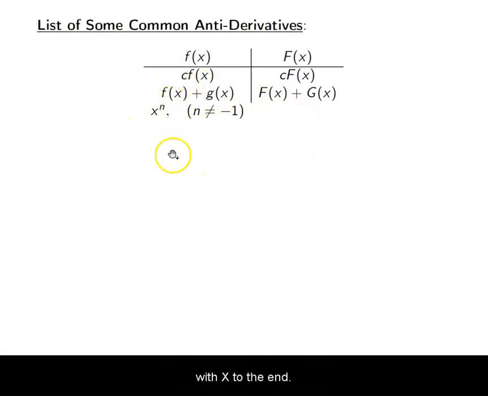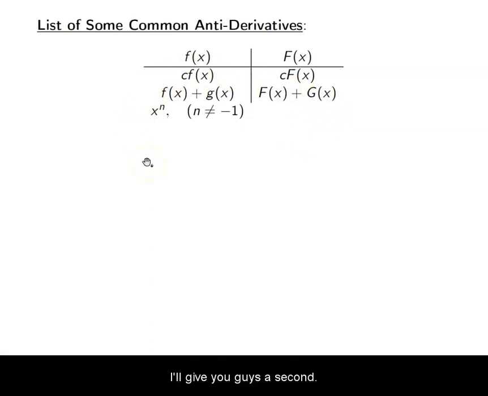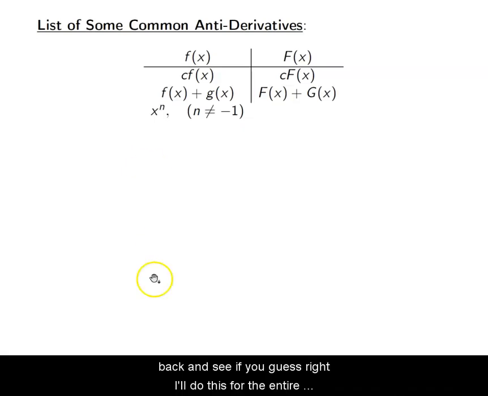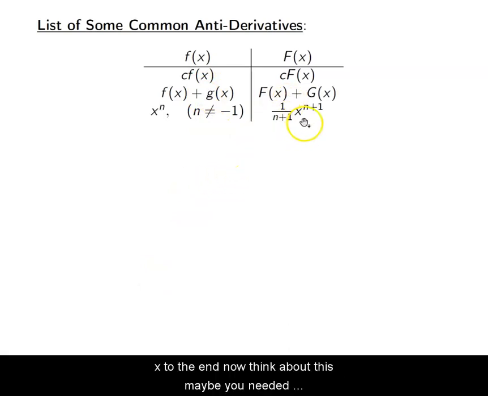So again, we're thinking backwards. What would be the generalized form of something so that when I differentiate it, I end up with x to the n? I'll give you guys a second to think about your own. Maybe you want to pause this and work on it and come back and see if you guessed right. I'll do this for the entire list, by the way. So the function that we would need is 1 over n plus 1 times x to the n plus 1.